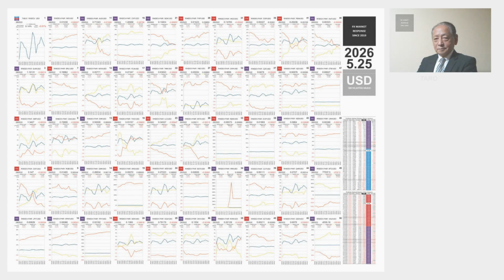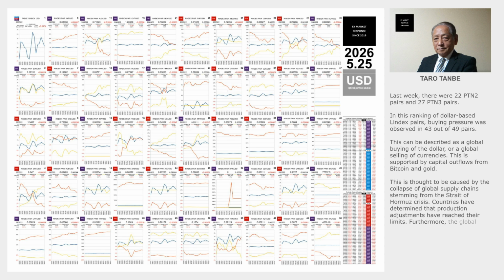Last week, there were 22 PTN2 pairs and 27 PTN3 pairs. In this ranking of dollar-based index pairs, buying pressure was observed in 43 out of 49 pairs. This can be described as a global buying of the dollar or a global selling of currencies. This is supported by capital outflows from Bitcoin and gold.